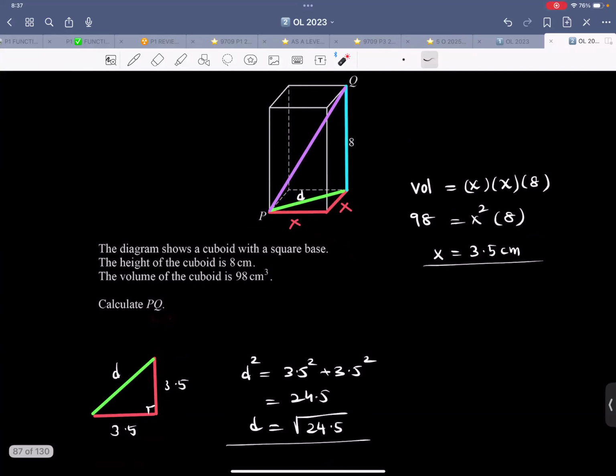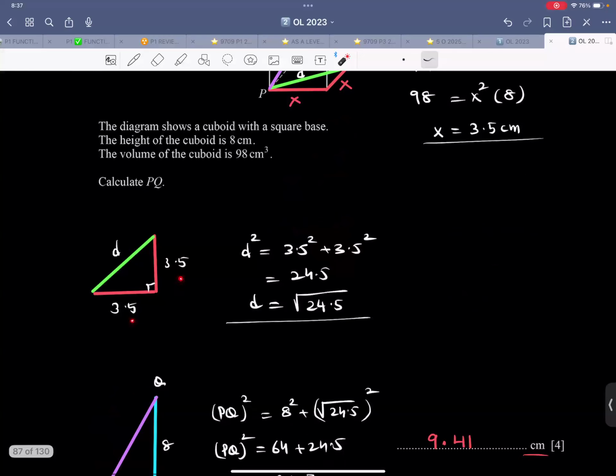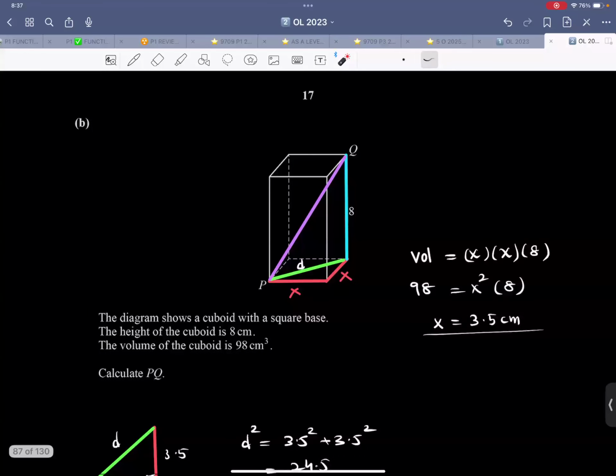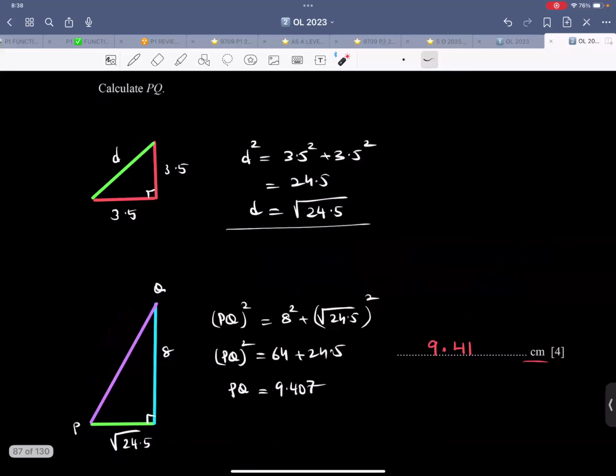Then it says calculate PQ. So how can you find PQ? In order to find PQ, you first need to find the green length. So 3.5, 3.5, Pythagoras theorem, we get D is 24.5. I left the answer as it is. And then now this is the base, this is the height, and this is the hypotenuse. So there were 2 right angle triangles that you were dealing with. Got the idea? So therefore, root 24.5, 8, Pythagoras, again find this thing, PQ. So therefore, PQ comes out to be 9.41, correct to 3 significant figures.